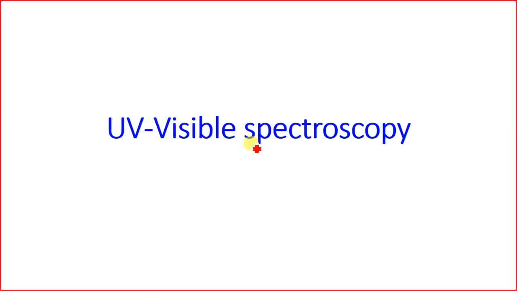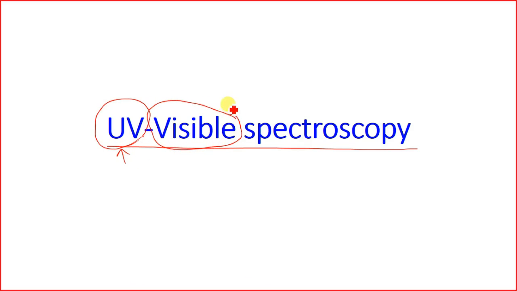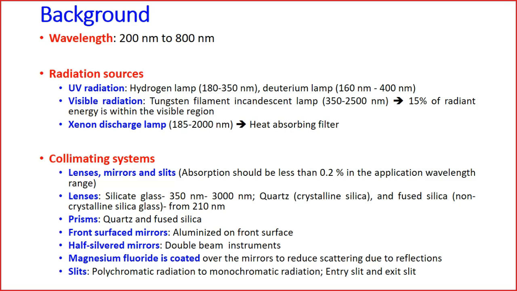Good evening, everyone. Today we will start with UV visible spectroscopy. As the name suggests, this spectroscopic technique deals with two regions, the UV region and the visible region. When you go for UV visible spectroscopic analysis, basically we are talking about radiations which have wavelength in the region of 200 nanometer to 800 nanometer.